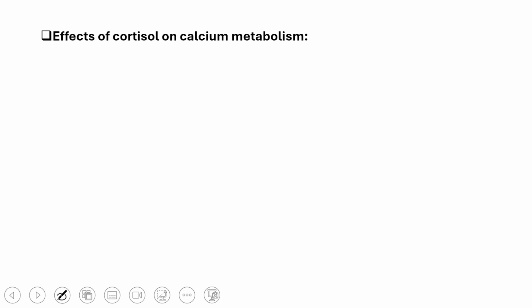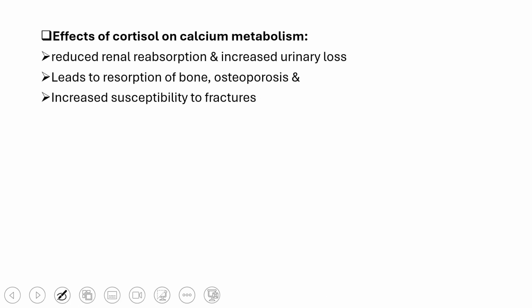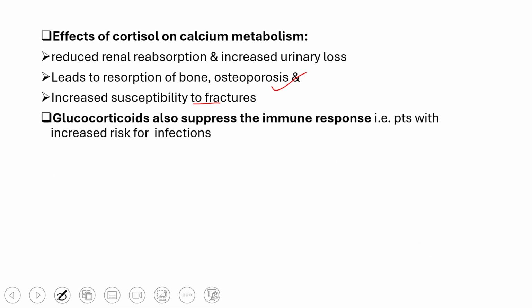Next, we can see the effect of cortisol on calcium metabolism. The effects we can see are reduced renal reabsorption and increased urinary loss, and that leads to resorption of the bone and osteoporosis. This happens in the setting of a compensatory mechanism to the reduced plasma calcium level, and the bone becomes more susceptible to fractures. And glucocorticoids also suppress the immune response, so patients have an increased risk for infections in Cushing syndrome due to suppression of the immune response, especially cell mediated.